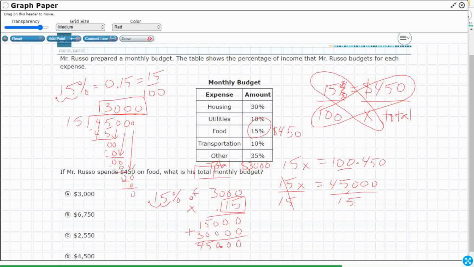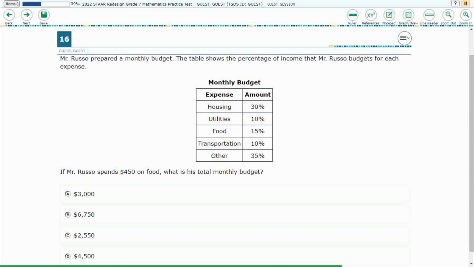All right, so I did get back to this 450 that they gave us, so I am confident that is my correct answer. So after all that work, our answer here is A, 3,000.